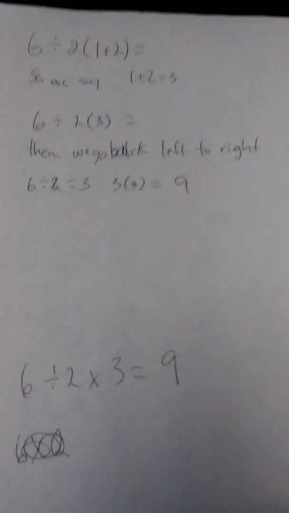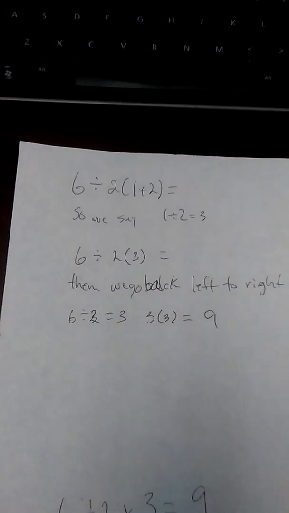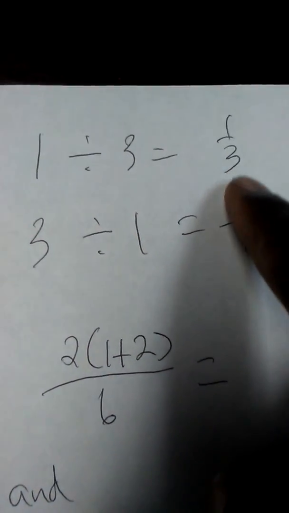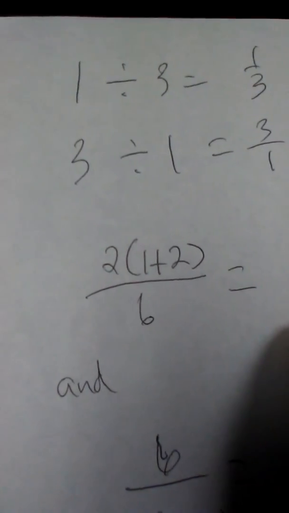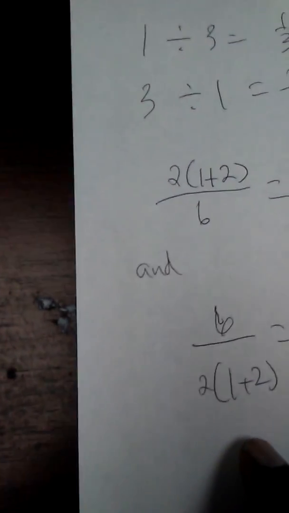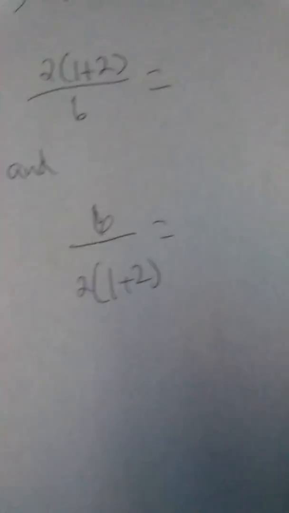But then I got to thinking about, is there any other way to write this equation? And then I came over here and I said, we always learn that 1 divided by 3 equals 1/3, and 3 divided by 1 is 3 over 1. So if you wrote this equation differently, and you said 6 over 2 times 1 plus 3, then you're actually going to get 1.